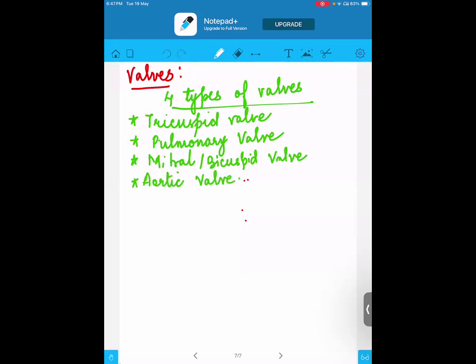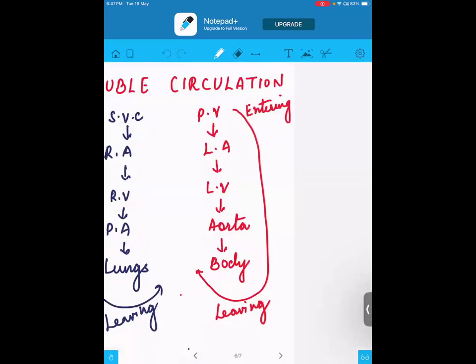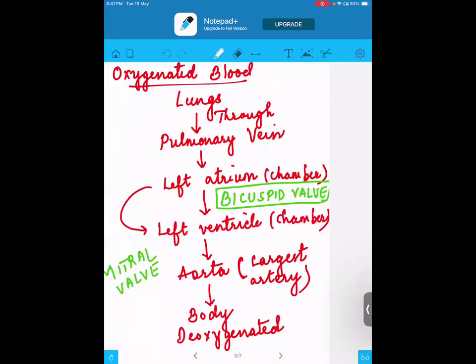Now, the tricuspid and mitral valves, I showed you here. Let me go back again.